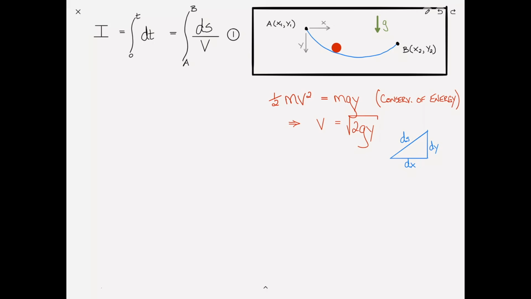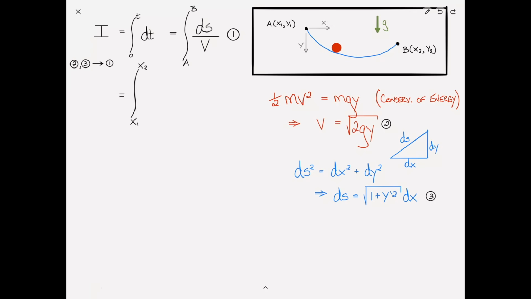We look at an incremental path length, ds. It has a horizontal component, dx, and a vertical component, dy. Then by Pythagoras, we can write that ds squared equals dx squared plus dy squared, and this gives us an expression for ds equal to the square root of 1 plus y prime squared dx. Let's give these some numbers, 2 and 3. And now what we want to do is substitute 2 and 3 into equation 1.